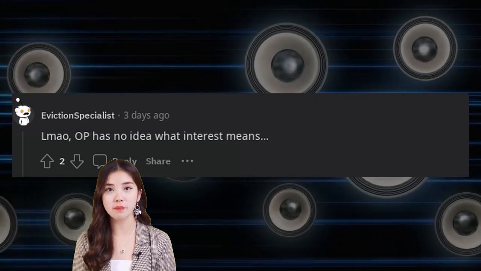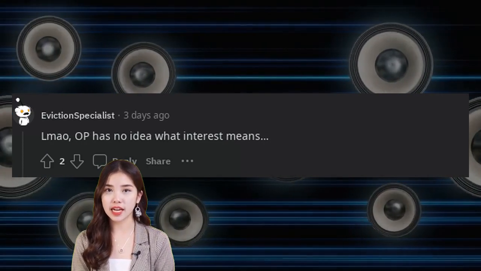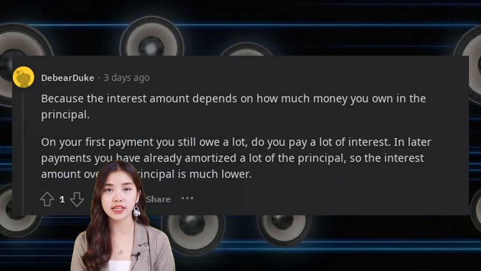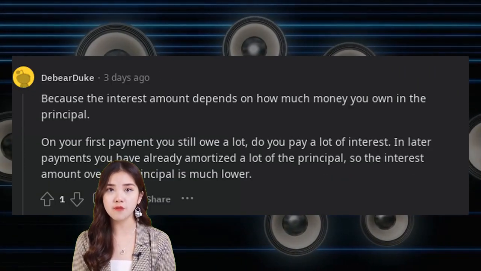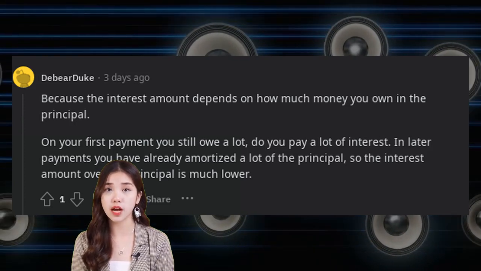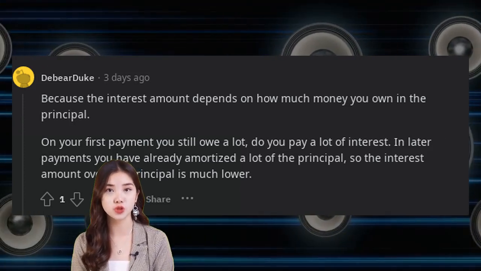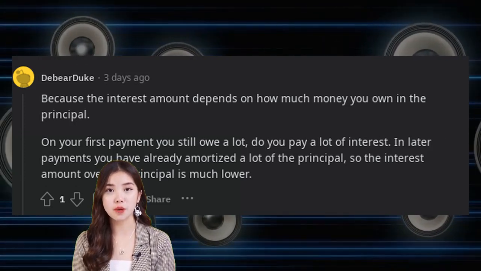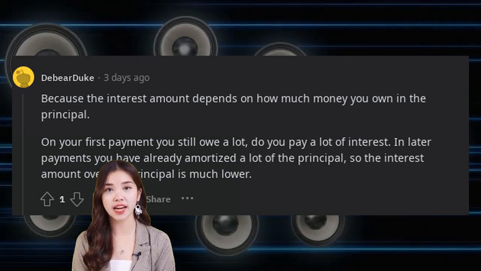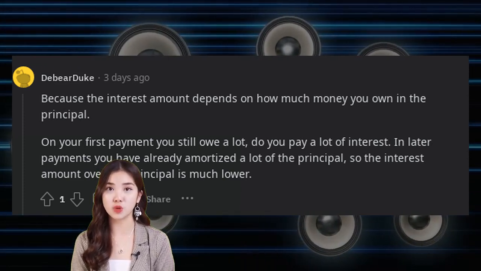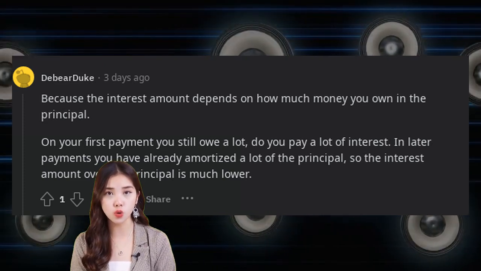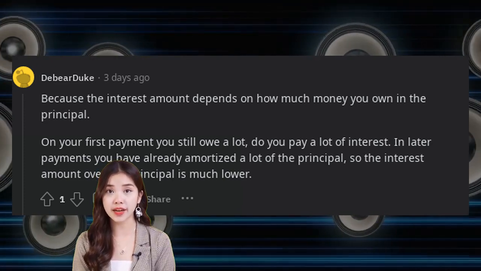LMAO, OP has no idea what interest means. Because the interest amount depends on how much money you owe in the principal. On your first payment you still owe a lot. Do you pay a lot of interest in later payments? You have already amortized a lot of the principal. So the interest amount over the principal is much lower.